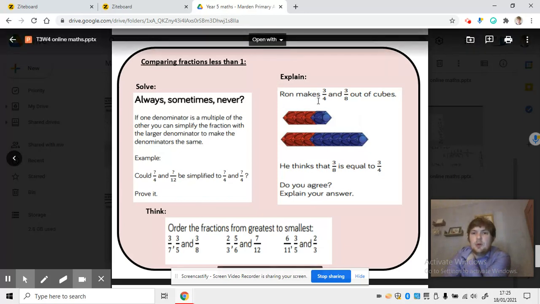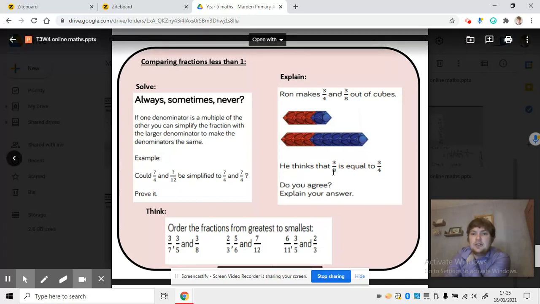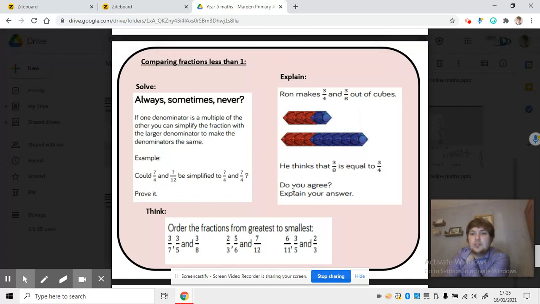On your explain, we've got Ron makes 3/4 and 3/8 out of cubes. He thinks that 3/8 is equal to 3/4. Do you agree with him? So this is about you comparing. You're going to need that common denominator and then working out the numerator aspect to be able to prove whether he is right or wrong, and make sure you explain.